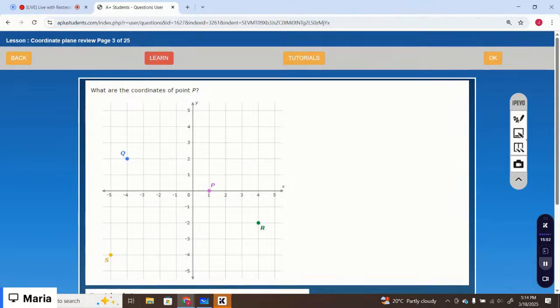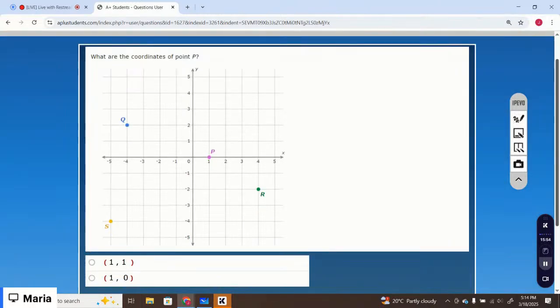What are the coordinates of the point P? Here is point P. Point P is on the x-axis. That means the y coordinate of this point is 0. So that means 1 and 0. X is 1, y is 0. Option number 2 is the correct option.